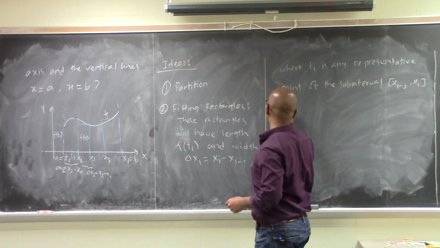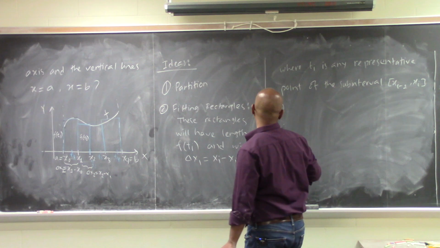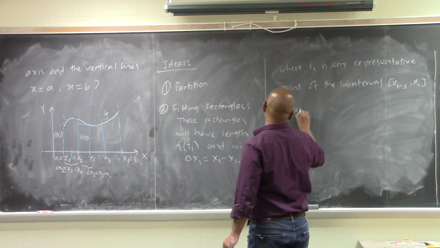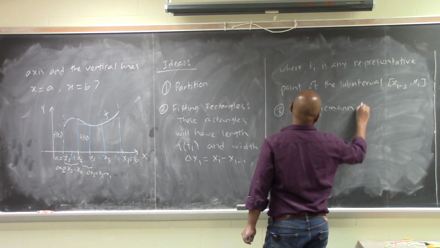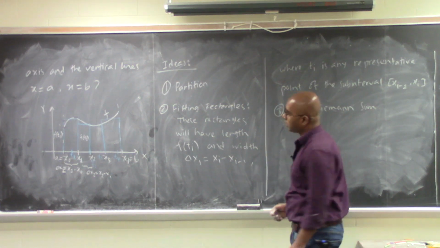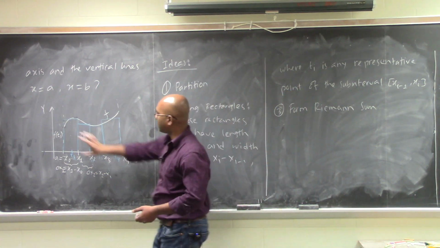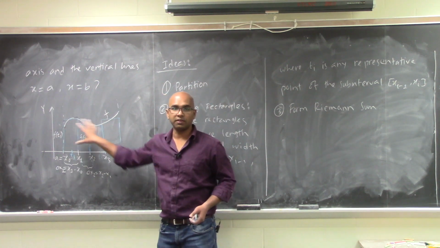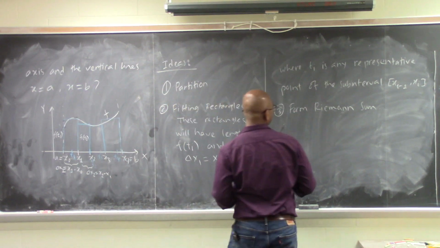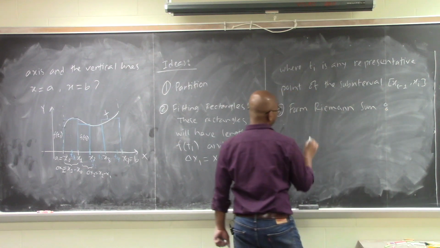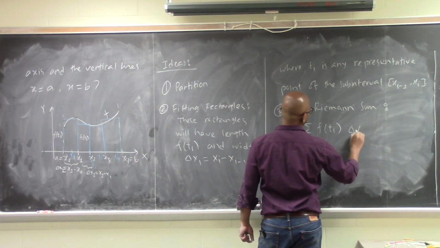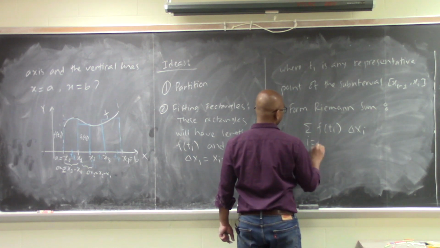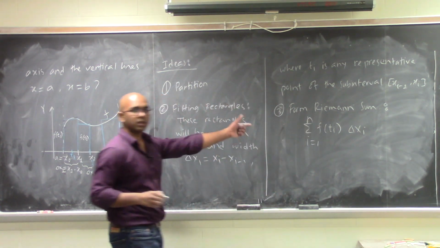And then you need to do what? Form Riemann sum. Okay, so what is Riemann sum? Riemann sum is the sum of these areas of rectangles. Okay, so what is this? This is the summation of f of t sub i times delta x sub i, as i goes from 1 up to n. Okay, so that's what a Riemann sum is.